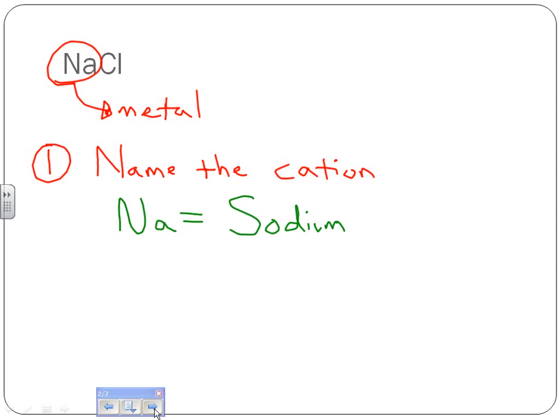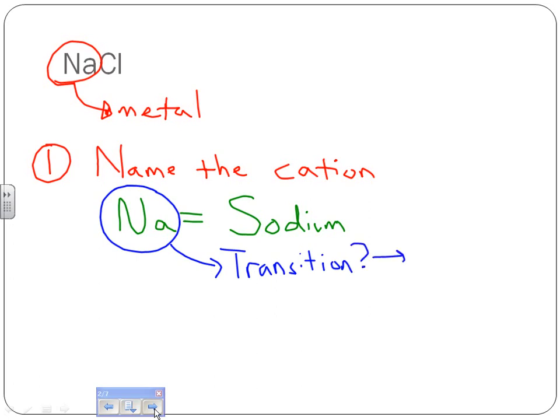Now, one of the things you might recall from some of the previous podcasts is that if the metal is a transition element, meaning it's in the middle part of the periodic table, then we've got to do some more work. In this case, sodium is not a transition element. It's in group 1A, so we don't have to worry about those extra steps. We'll see how to do that a little bit later on.